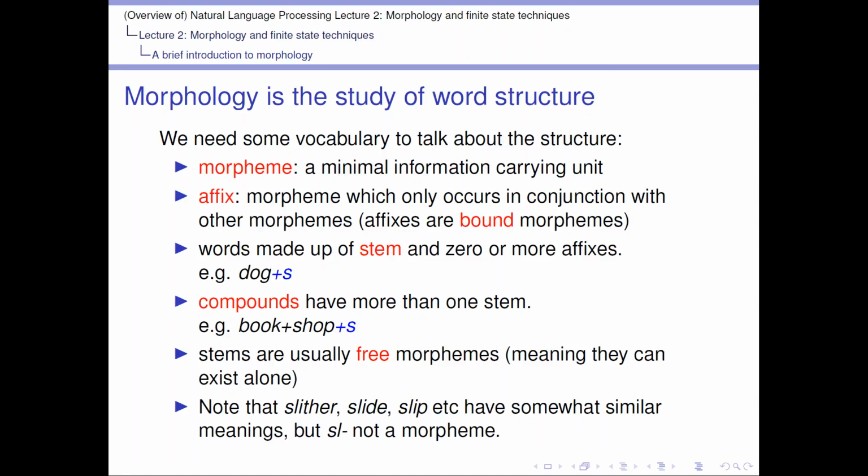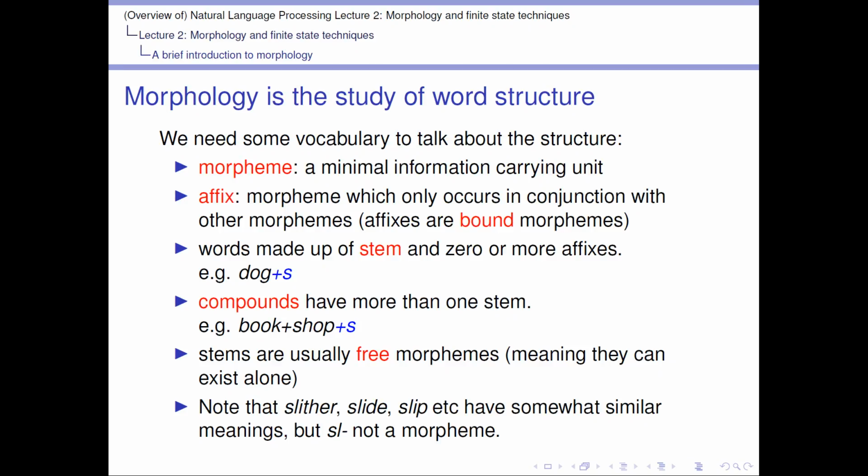Okay, right, so what is morphology? Morphology is the study of the structure of words. And in order to talk about the structure of words, we're going to use some terminology. So what words have we got? We've got a morpheme, which is all of the minimal information carrying units of the word. So we're going to break words down into pieces, and the way we're allowed to break it down is if a unit carries some specific information.